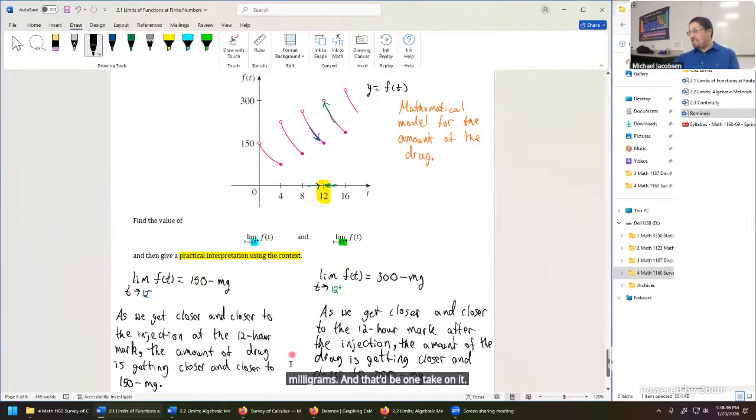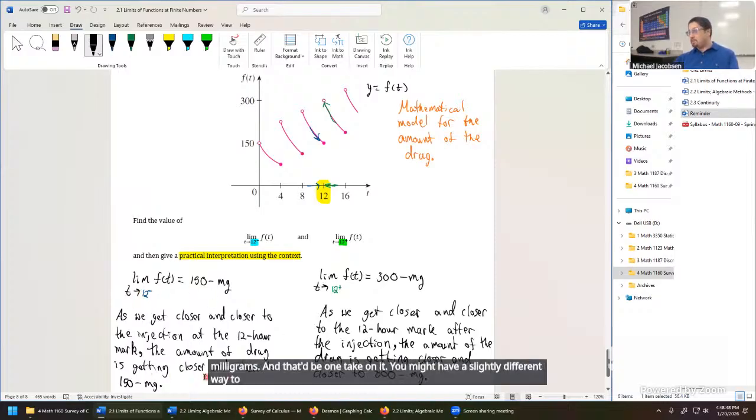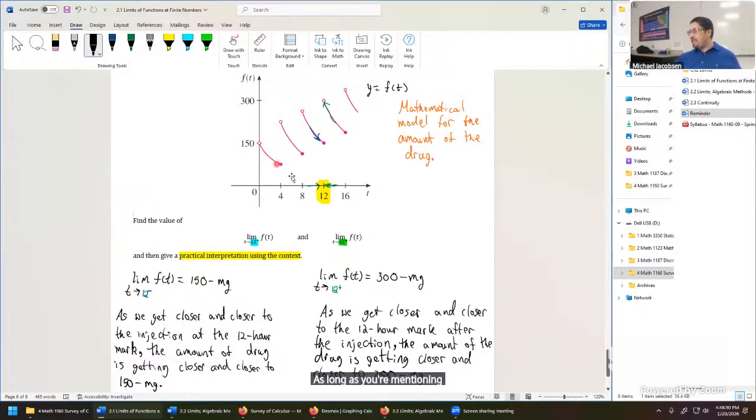You might have a slightly different way to interpret this, as long as you're mentioning the key details, the fact that as we approach a certain time from a certain direction, a level is approaching a certain amount, getting closer and closer to 150, you'd give full credit for that kind of response. So you don't have to use the exact wording that I put down here. Just capture the major essence: mention the context, mention the fact that we're talking about injections, and the amount of drug in a patient's bloodstream.